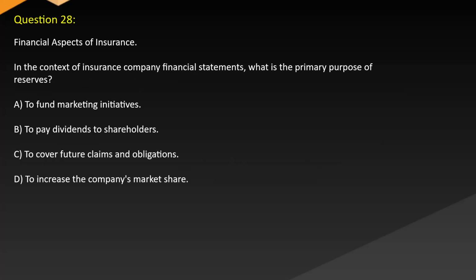Question 28. Financial aspects of insurance. In the context of insurance company financial statements, what is the primary purpose of reserves? A. To fund marketing initiatives. B. To pay dividends to shareholders. C. To cover future claims and obligations. D. To increase the company's market share.